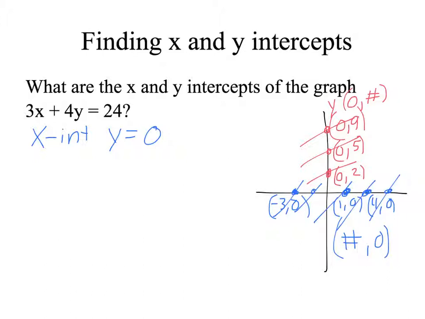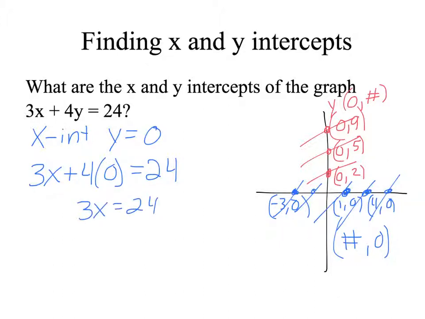So to find the x-intercept, we use this equation, 3x plus 4, and then we're going to multiply it by 0, and we're going to get 24. So 4 times 0 is 0. We have 3x equals 24, divide both sides by 3, and we have x equals 8. So the x-intercept is 8.